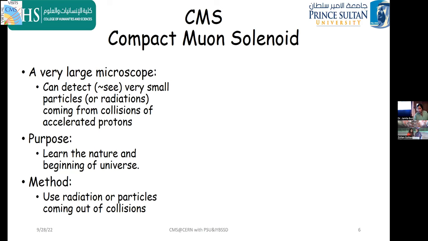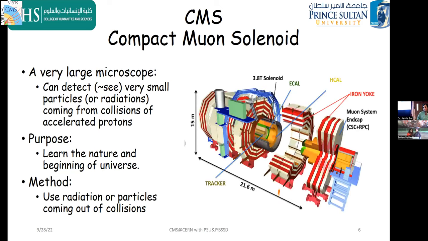So this is the CMS experiment, graphical view. And you can see a human standing here. You see how small the human looks. So actually this machine is like a five-story tall building.